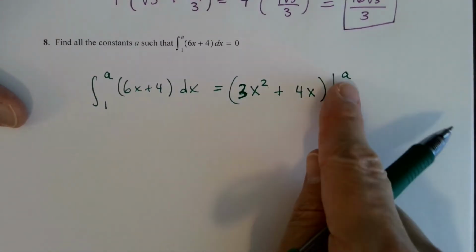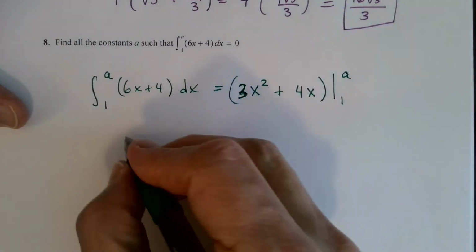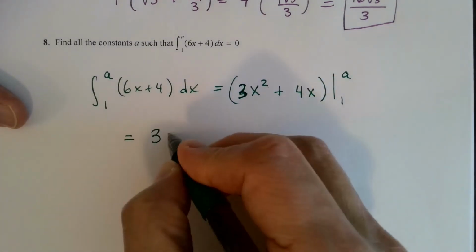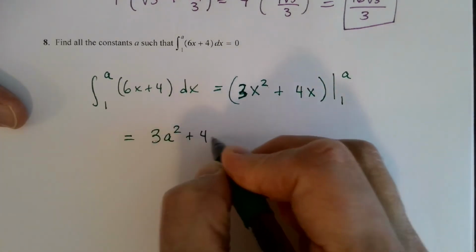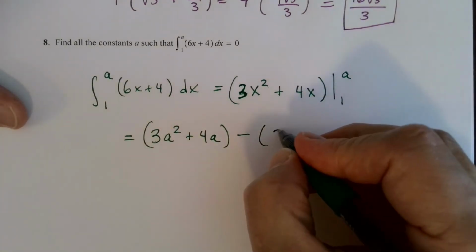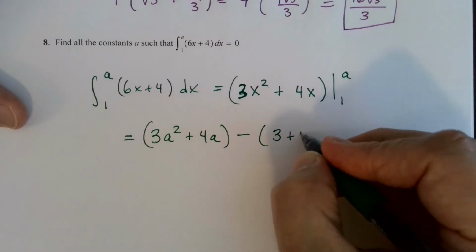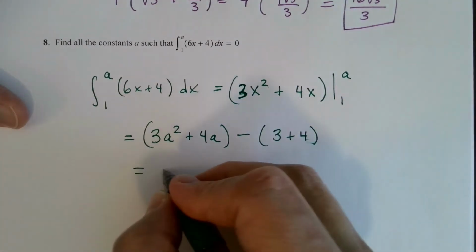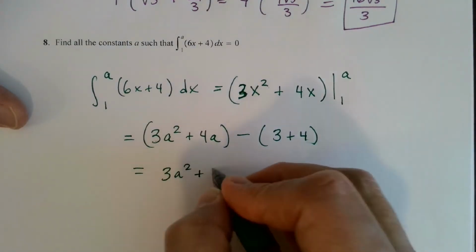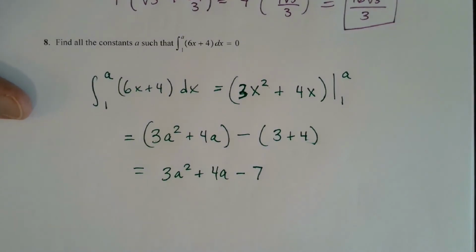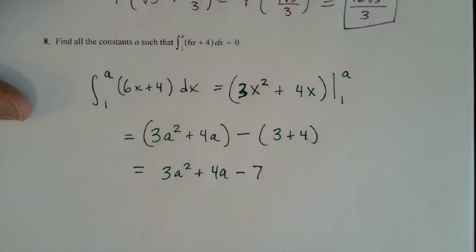And the upper limit is a, lower limit is 1, so I'm going to evaluate this at a, so I'm just replacing x with a. I get 3a squared plus 4a, right? Minus, evaluated at 1 is going to be what? 3 times 1 plus 4, right? Which is 7. And so I get 3a squared plus 4a minus 7, right? So there's the value of it. So now that I have that, I can now answer the question, right?